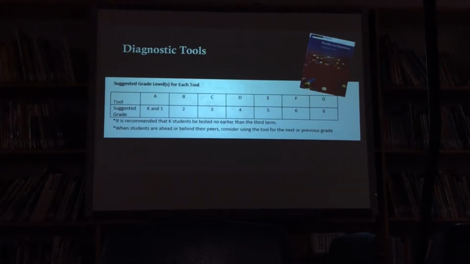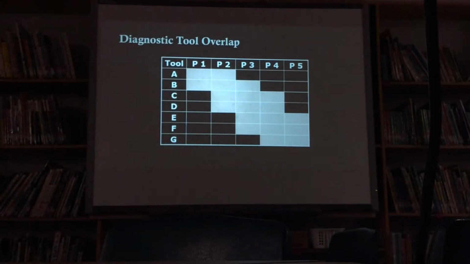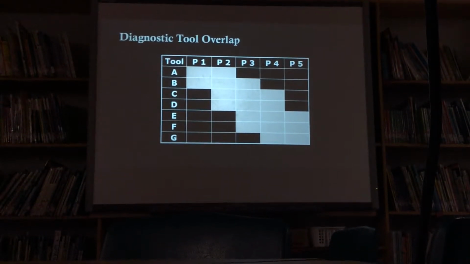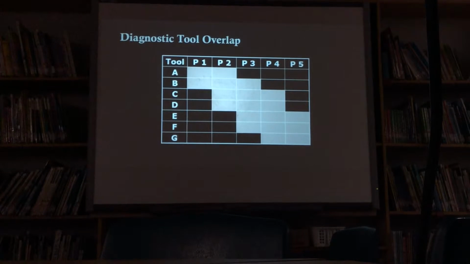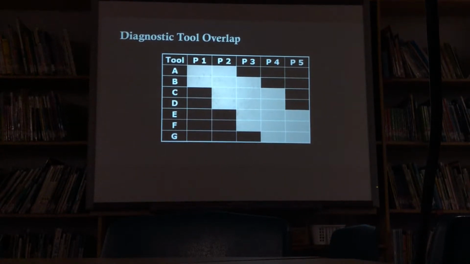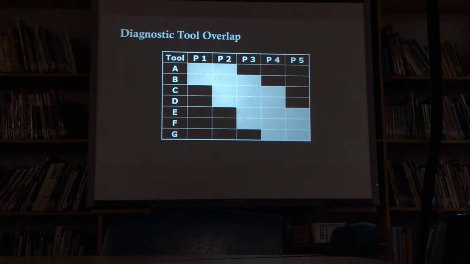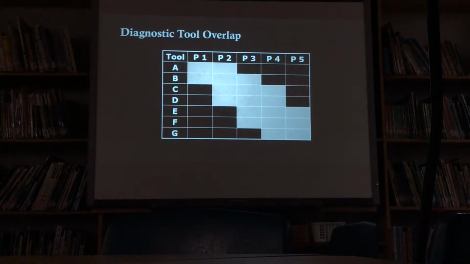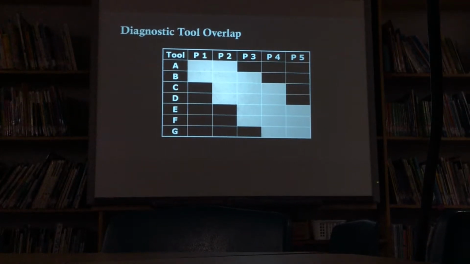And the idea is that, if you look at that previous page, there's overlap within each of the diagnostic tools. So tools C and D, for example, both cover phase 2, phase 3, and phase 4. They'll identify students in phase 2, phase 3, and phase 4. And same with E, F, and G. E, F, and G all identify students in phase 4 or phase 5. So you might find if G is too difficult, if a student is unable to find success, you might go back to F.